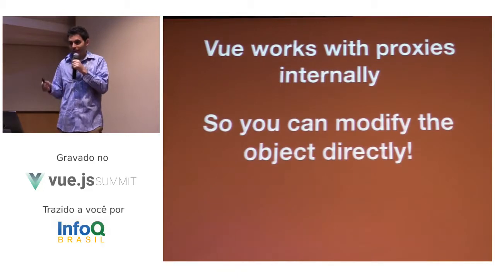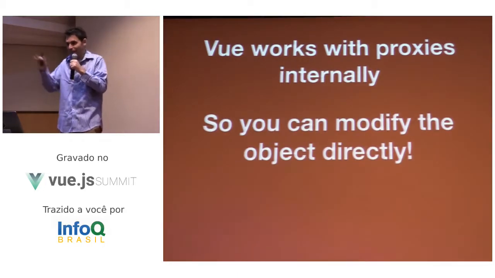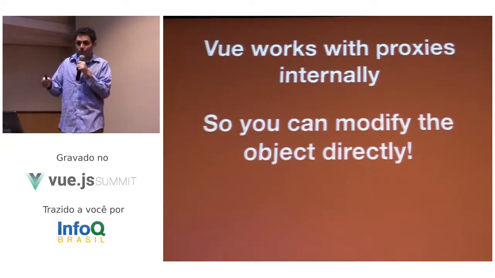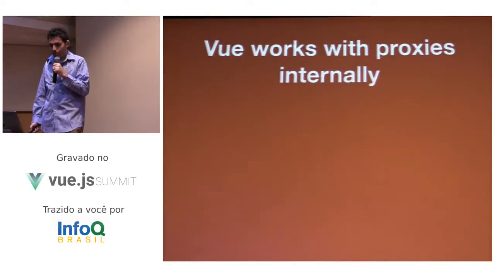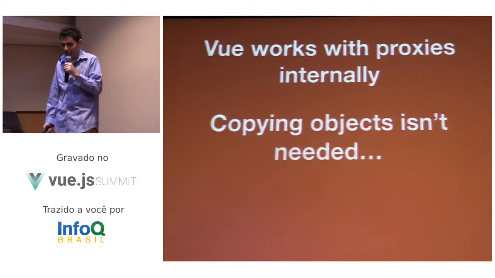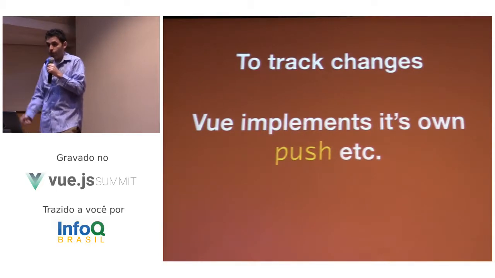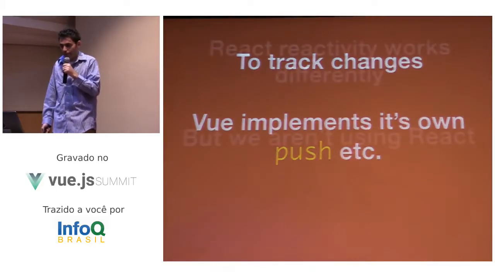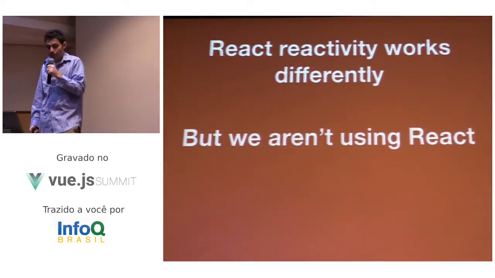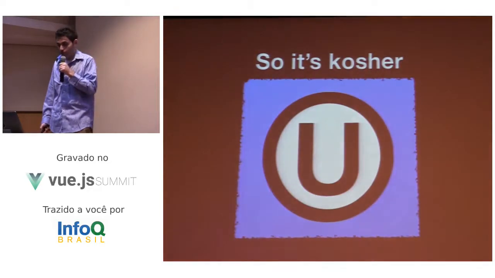Vue has proxies, so you can modify the object and it keeps track of it. React needs those mutations to keep track of the state. So you don't need to copy objects around to track the changes. Vue implements its own push method for arrays so that it can react to it. React reactivity works differently, but we aren't reusing React, so it's totally kosher.